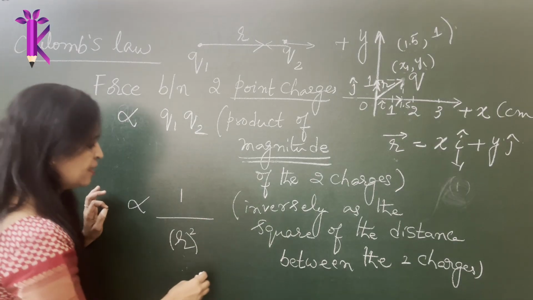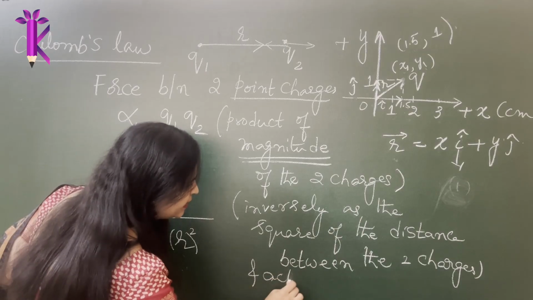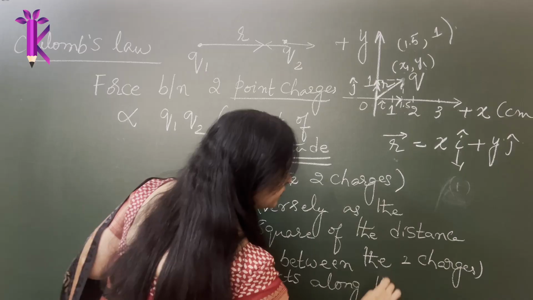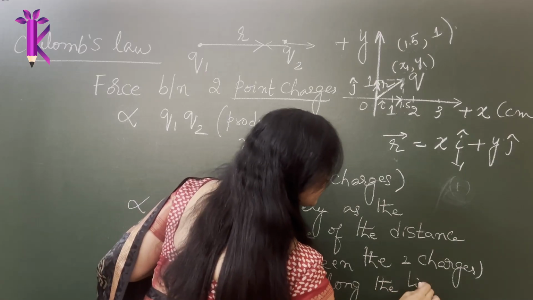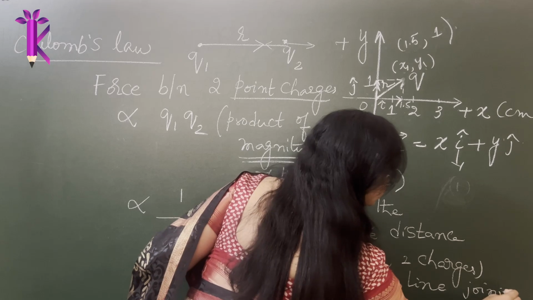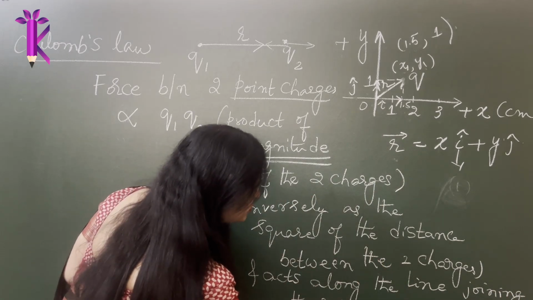So what do we write? We write it as: and acts. This is a very, very crucial statement. And acts along the line joining the 2 point charges.